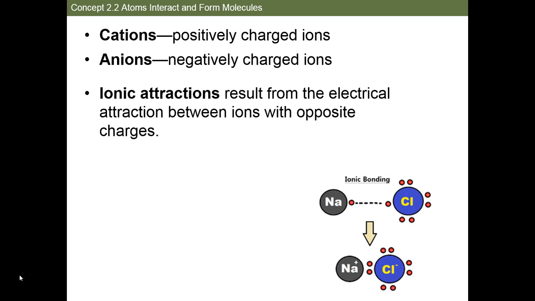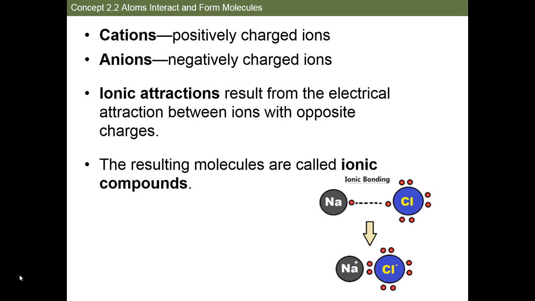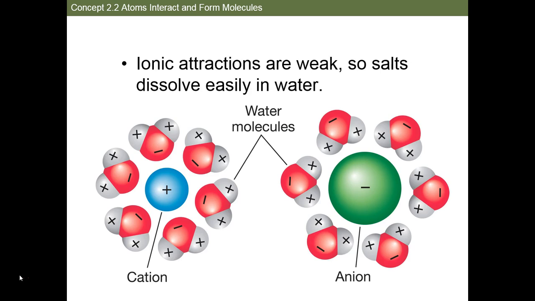The resulting molecule is now called an ionic compound. Salt is an example of an ionic molecule. Ionic attractions are weak compared to other types of bonds. This is one reason that salt dissolves in water. We'll talk more about that when we look at hydrogen bonds in a little bit.